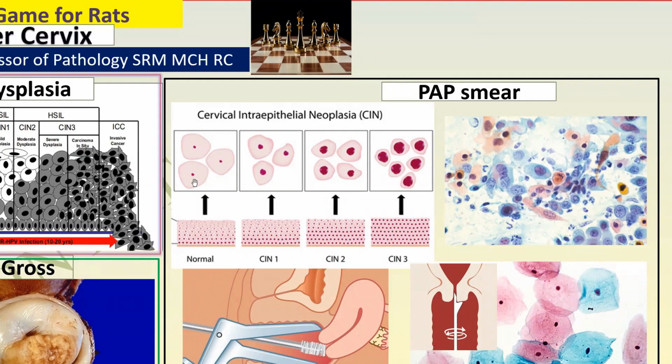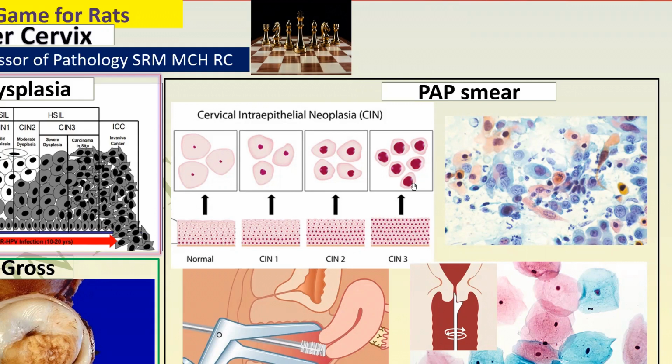Initially, I find the benign cells. Later on, there is a slight pleomorphism in the basal 1/3 and it is in the middle 1/3 also. So it becomes larger. And finally, the entire thickness is involved, which we call a cervical intraepithelial neoplasia grade 3. The uppermost layer can be spared. When that is also involved, we call it carcinoma in situ. So this is a beautiful line diagram, very simple for us to draw.